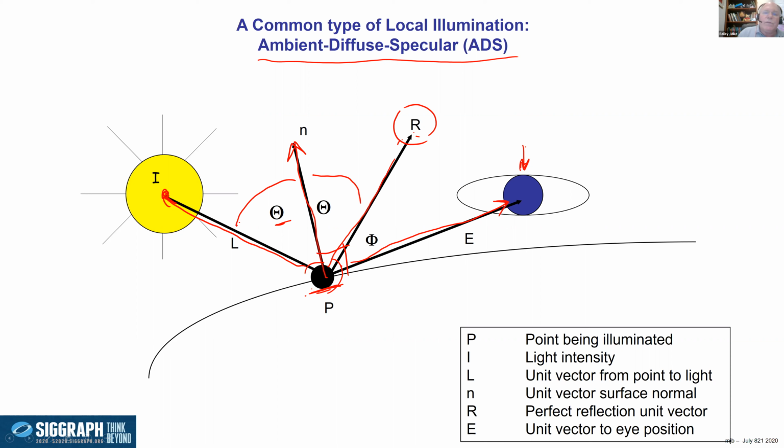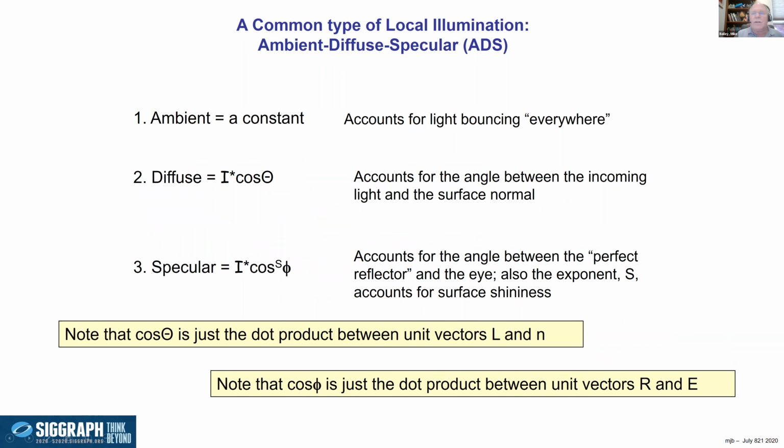ADS: ambient, diffuse, specular. Ambient is just a constant. It's light bouncing everywhere. Diffuse accounts for the angle between the incoming light and that normal vector. And this is real. This is a law of physics, and so, gosh, we use it. The intensity on the surface is the light intensity times the cosine of that angle theta.